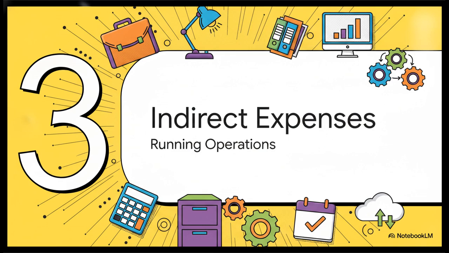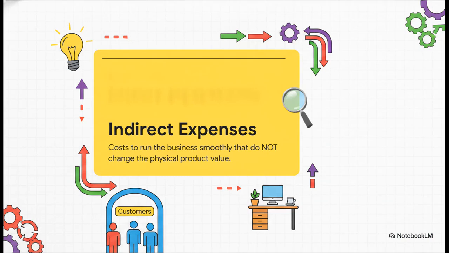Okay, shifting gears to part 3, indirect expenses, which is all about running the operations. Now, indirect expenses are the costs required to run the business smoothly, but they do not change the physical product or its base value. Basically, these are the expenses that keep the lights on, keep the customers coming in, and keep the business moving forward, even if you aren't actively manufacturing a product at that exact second.